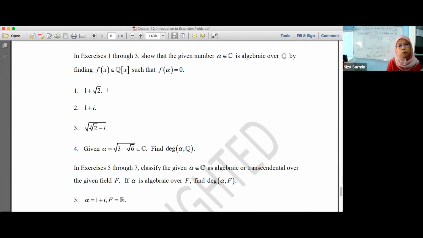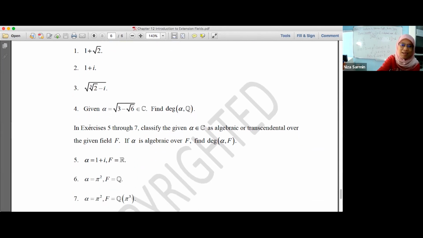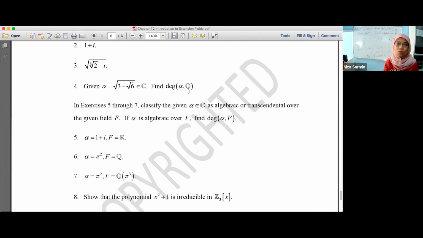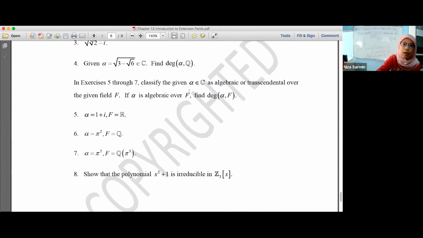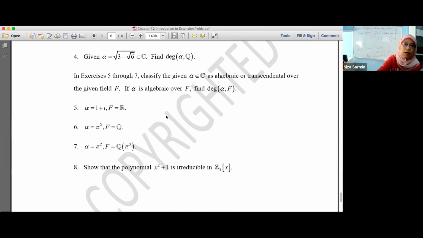So you can try and do this for all. You have to find f(x) such that f of alpha is 0. So your answer should be like this. What is your f(x)? Then you can do the second one. Alpha is 1 plus i. So alpha minus 1 is i. And then you square, you get rid of the i. So you get all the coefficients in Q. The third one, something that we did earlier, you square, right? So alpha is this, alpha squared is this, and then you cube, and then you square. All right? And the degree will be the degree of the polynomial, like this one. Then you can find the degree. And then classify whether alpha is algebraic or transcendental. All right? And then find the degree.